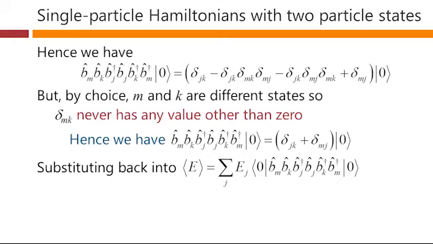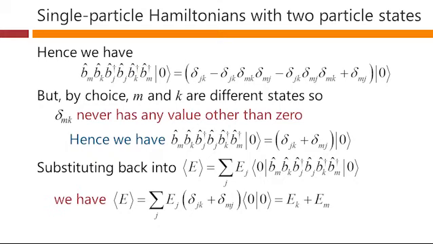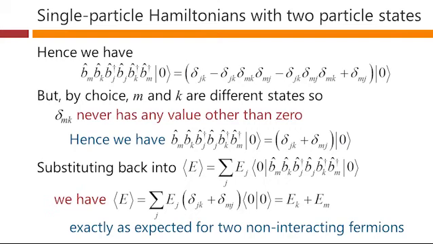Well, if we substitute that back into our expression for the expectation value of the energy, all we're left with is these two Kronecker deltas in here, which means we only have 2 terms left out of our sum, the one where J is equal to K and the one where J is equal to M. And so the answer we get when we had one particle in state K and one particle in state M is that the energy expectation value of the system is simply the sum of those 2 energies. That's exactly what we expected for 2 non-interacting fermions.